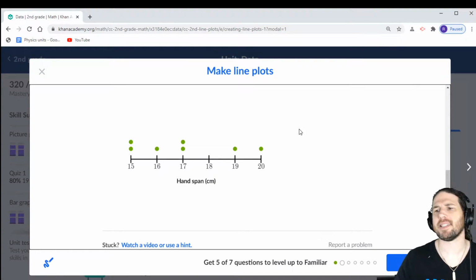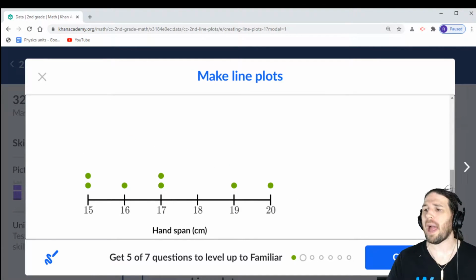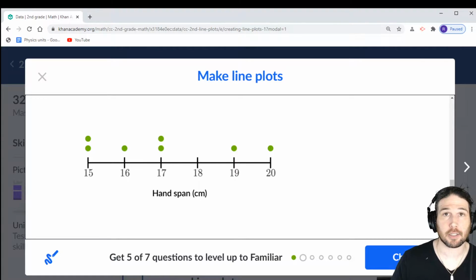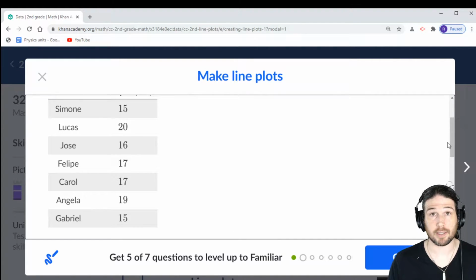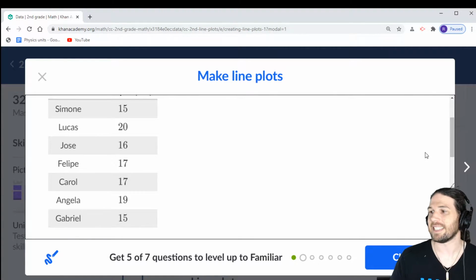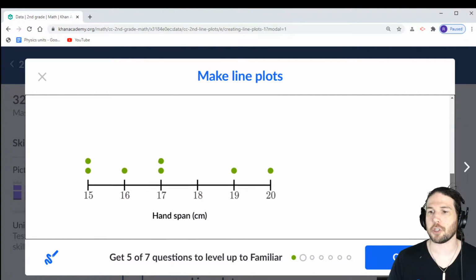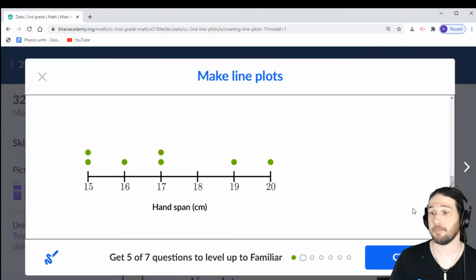And I hope you can see that this right here is a whole hell of a lot faster and easier to draw and to explain than to actually say all of the numbers at once, right? Simone has 15, Lucas has 20, Jose has 16, Felipe has 17, and so on. Instead, we're just going to show how many people had each handspan and move on from there.